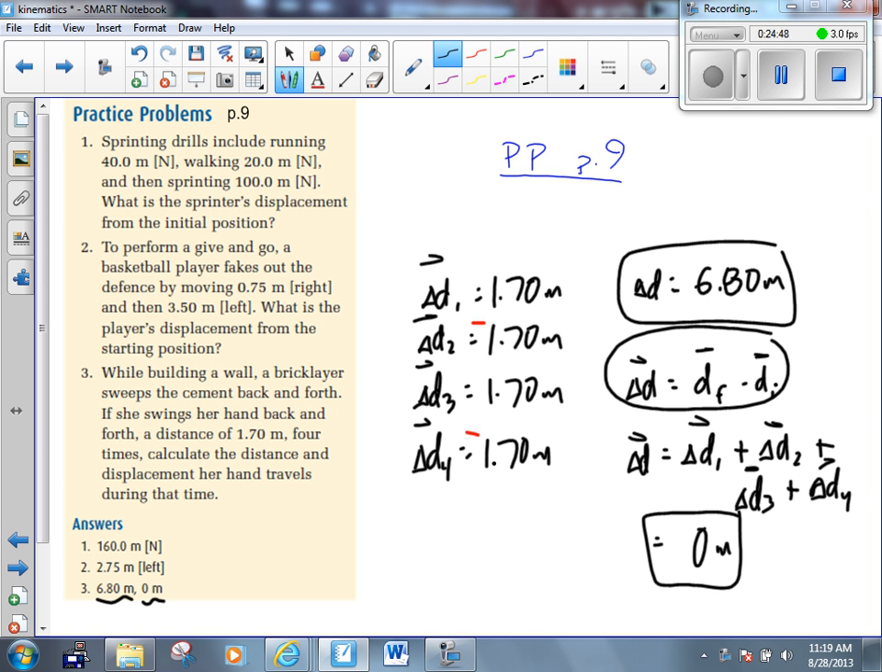Now, some of you may have just looked at it and said, I don't need to add those up. I know that she finishes where she started. Therefore, the change in position will be 0, and therefore the displacement will be 0. That's fine. But mathematically, this is why that works.